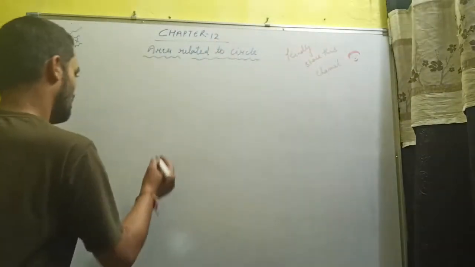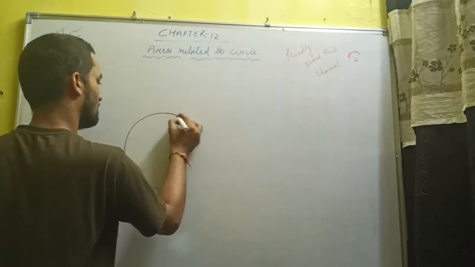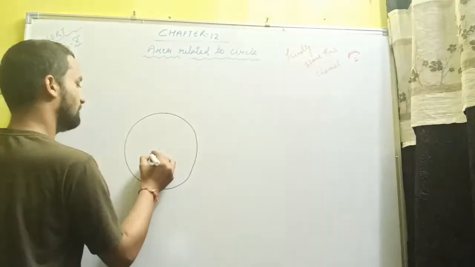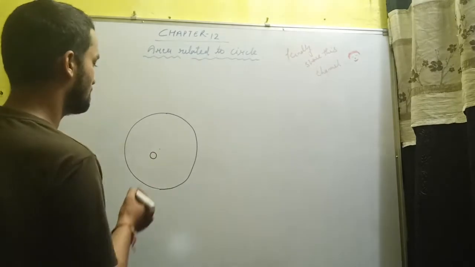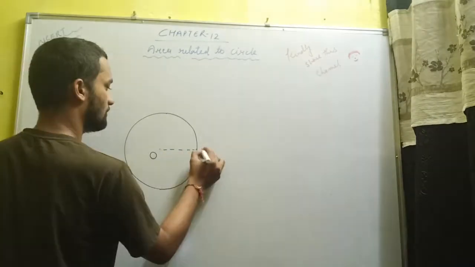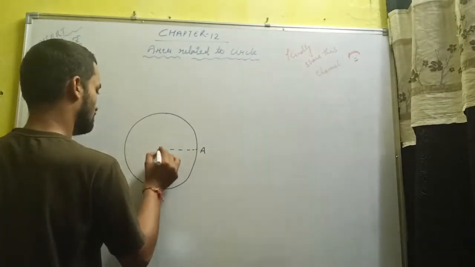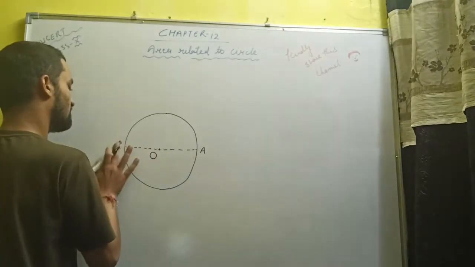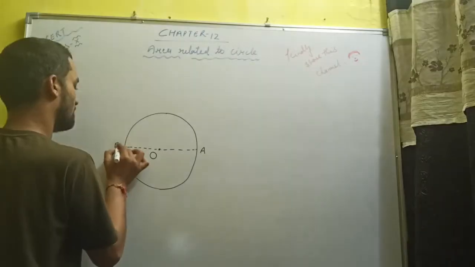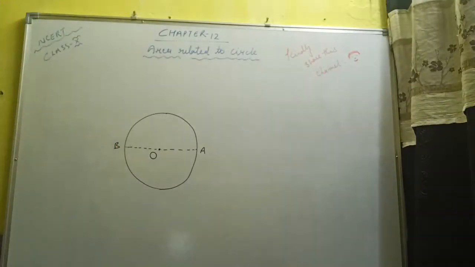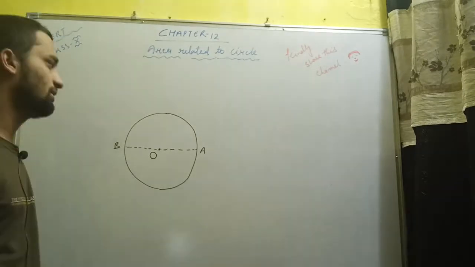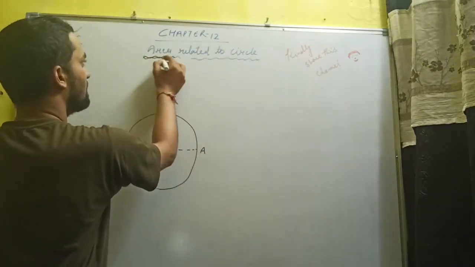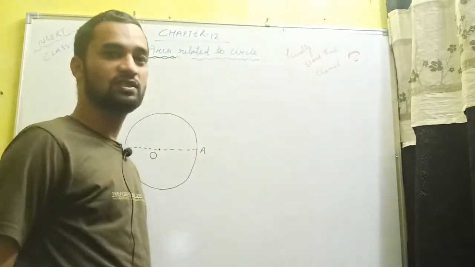So, this is a circle. General and basic terms we have already discussed in chapter 10. This is the center, this is the radius. If we join this, then AB must be the diameter. So I think we have discussed plenty of things about circle in chapter 10. Here we will discuss how to find the area and circumference of the circle.